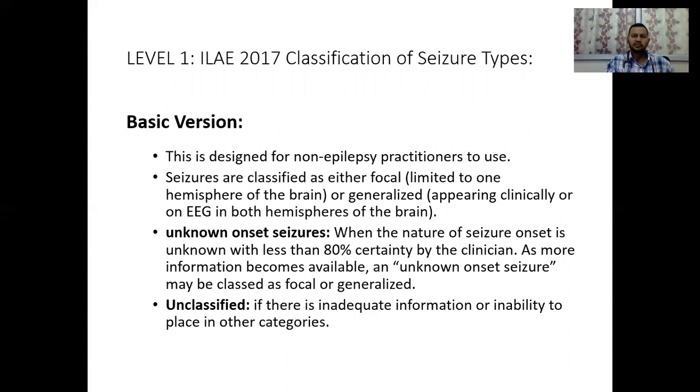Unknown onset seizures: when the nature of seizure onset is unknown, with less than 80% certainty by the clinician. As more information becomes available, unknown onset seizures may be classed as focal or generalized. Unclassified, if there is inadequate information or inability to place in other categories.